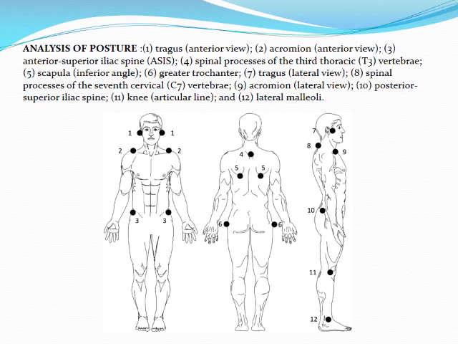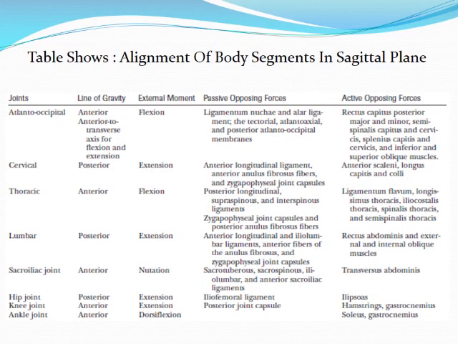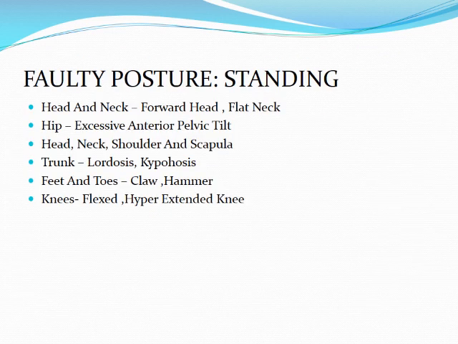In this slide, the respective images describe the points of symmetry to be analyzed or observed in anterior, posterior and lateral views. Sagittal plane alignment and analysis is done under the following subheadings. This table shows the alignment of body segments in the sagittal plane. Then come the postural deviations in standing position.